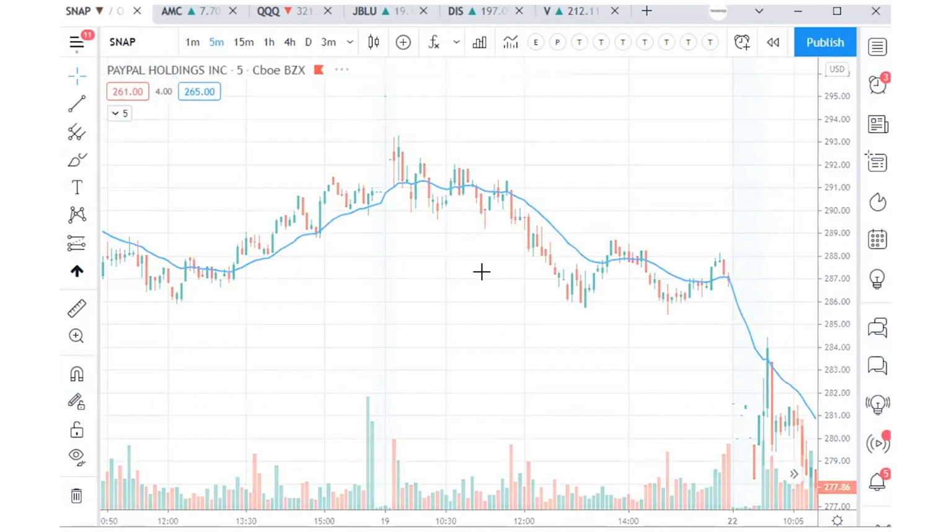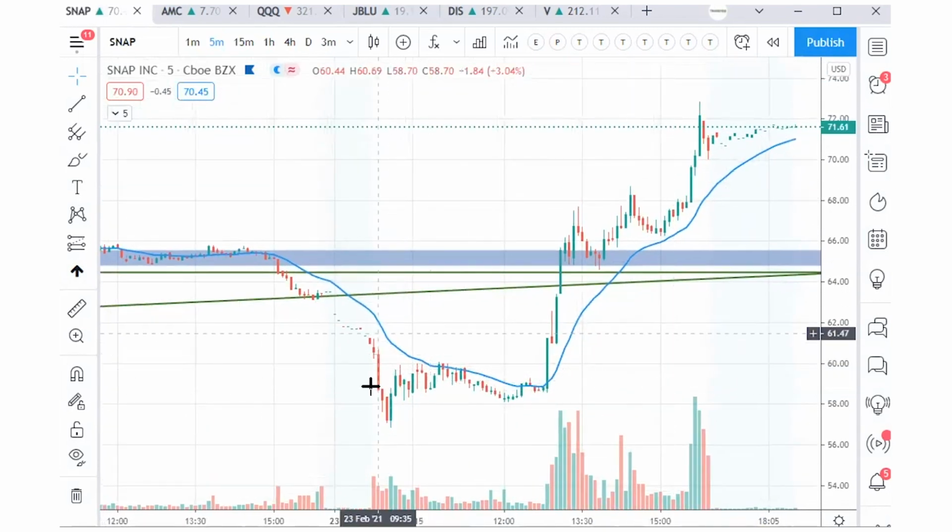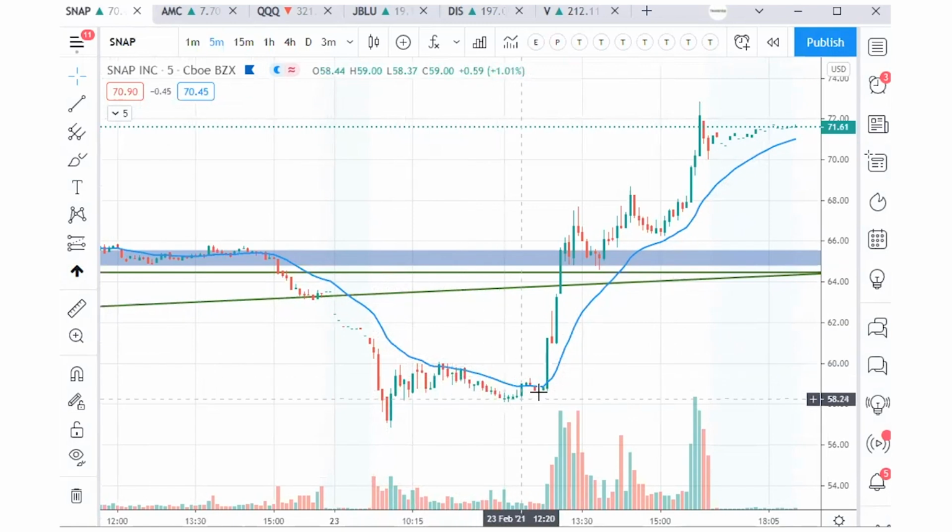Maybe Snap. Snapchat here rides it pretty well throughout the day. You can see kind of a dead trend. Okay, finally breaks, pulls back in that 20-day EMA, pop. Pulls back in a 20-day EMA, pop, right? You may have to wait until the latter portion of this because you want to see a trend being established.